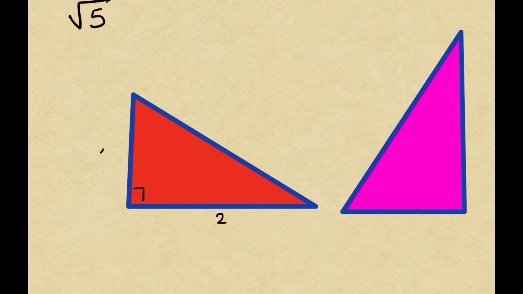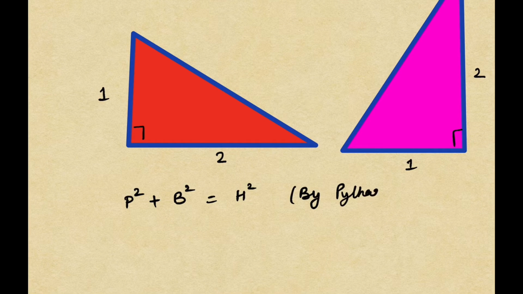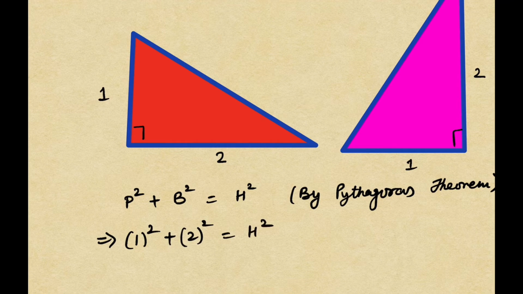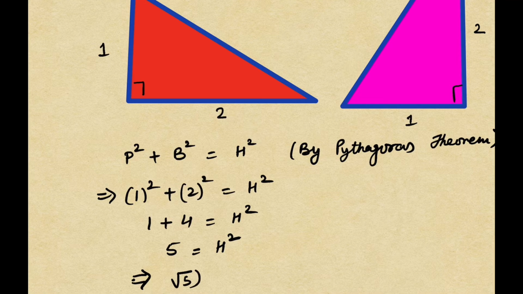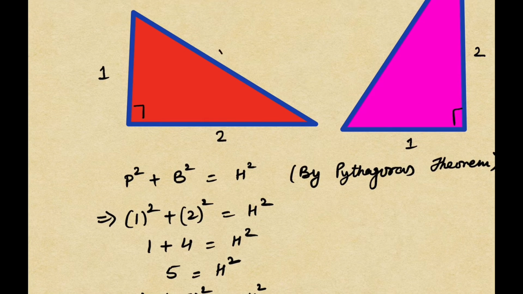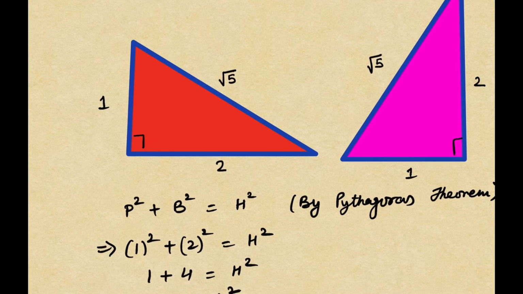Next number is root 5. When I think of two numbers whose squares add up to 5, it is 2 and 1. And I apply the Pythagoras theorem, then what do I get? So hypotenuse square is equal to 5. 5 is a square of root 5. That gives us the value of hypotenuse as root 5. So in order to construct root 5, I can take 2 as base, 1 as perpendicular or 1 as base, 2 as perpendicular. Both will give me the value of hypotenuse as root 5.